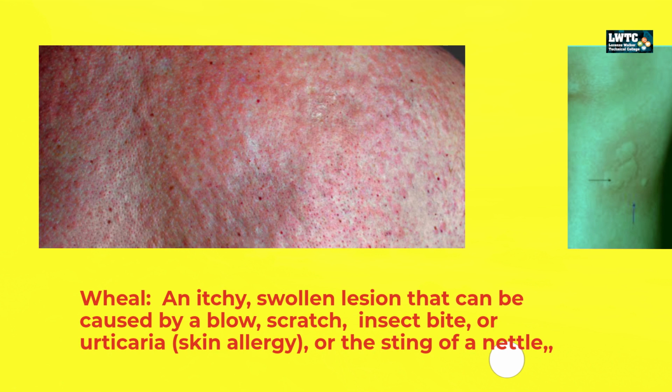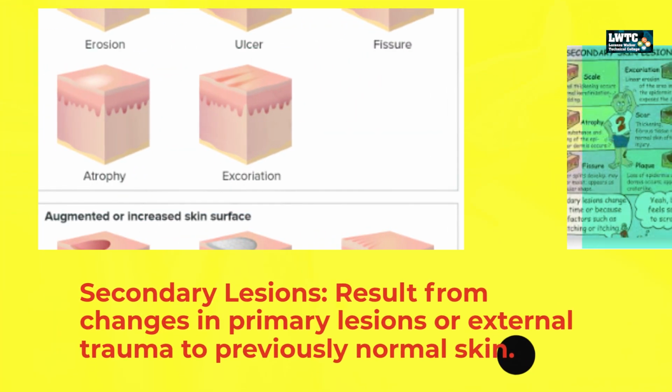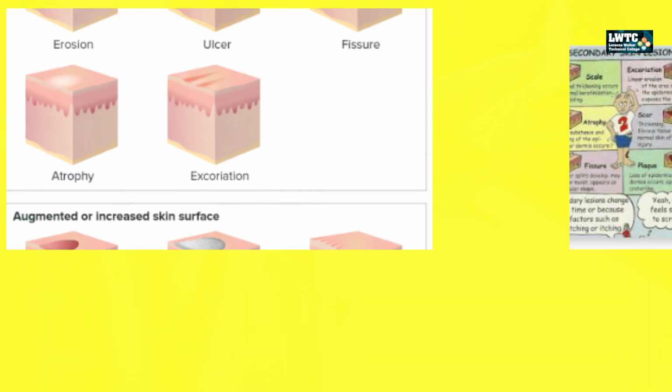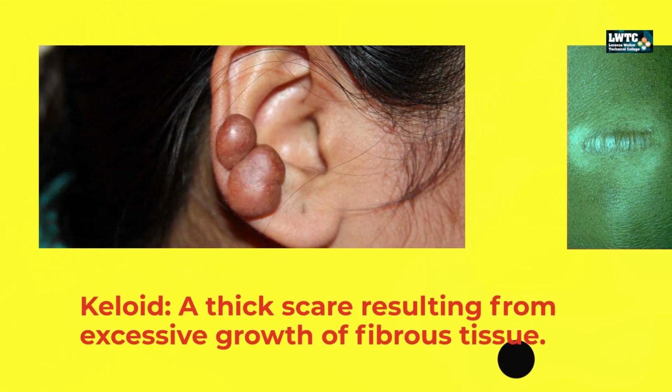Wheal: an itchy, swollen lesion that can be caused by a blow, scratch, insect bite, urticaria, skin allergy, or the sting of a nettle. Secondary lesions result from changes in primary lesions or external trauma to previously normal skin. Keloid: a thick scar resulting from excessive growth of fibrous tissue.